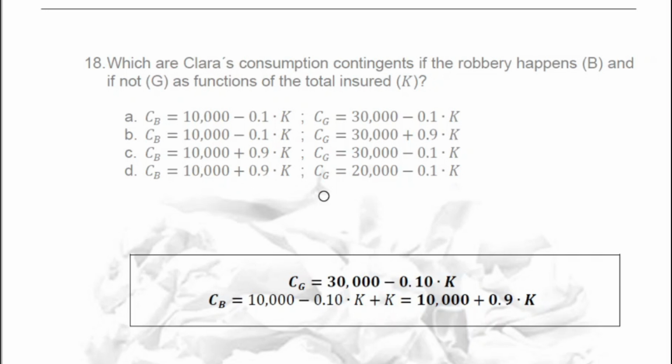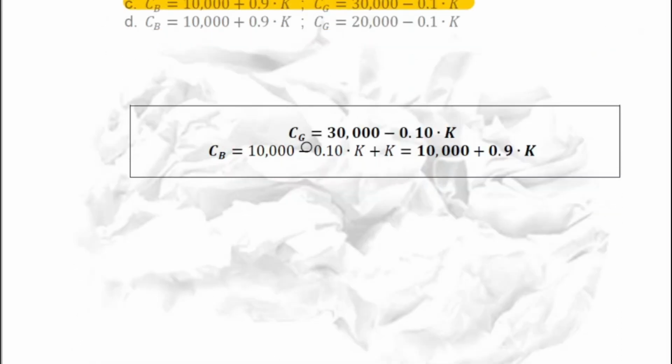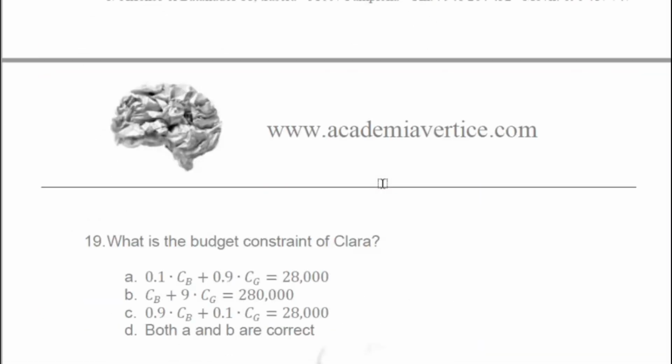This is the correct one. 10,000 plus 0.9 K. If the bad state of nature happens, if the robbery happens, this will be her money. And 30,000 minus 0.1 K will be her money if the good state of nature happens, if there is no robbery. Now, we will use these expressions in the following questions.